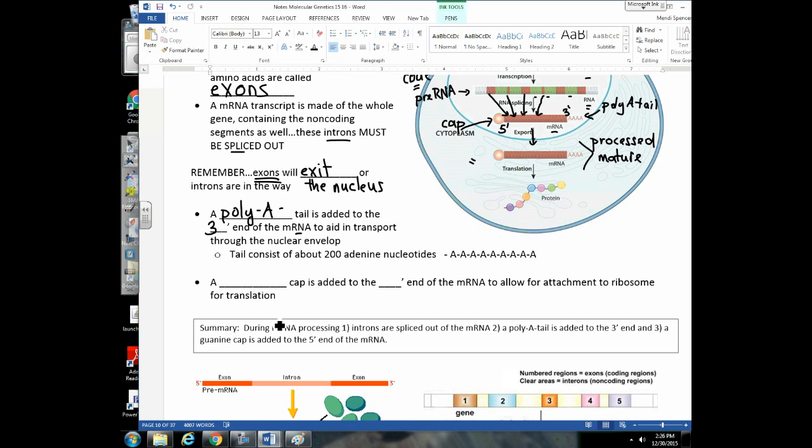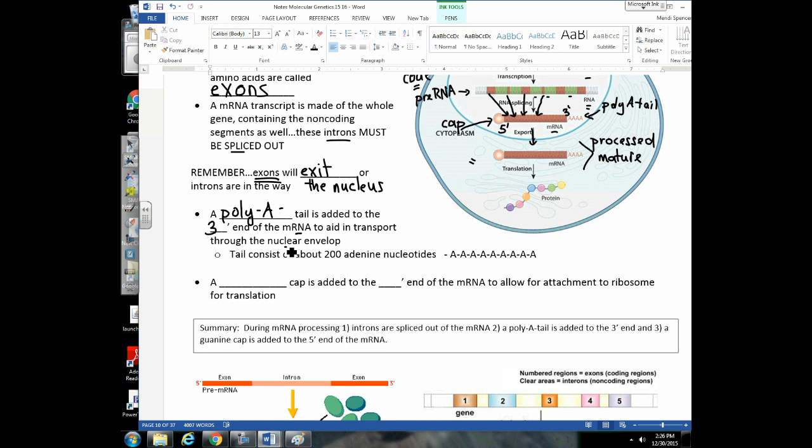To help you remember what the tail aids in, which is the exiting of the nucleus, I like to think of if you're going to go diving off of a cliff and you're not familiar with that area and you don't know how deep it is or if there's rocks in the nearby vicinity, you're taking a chance here.